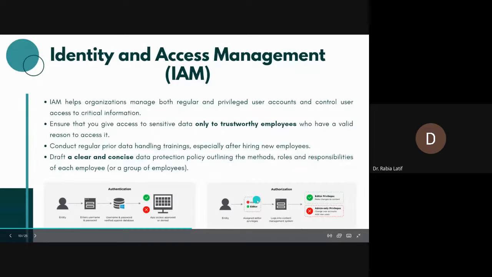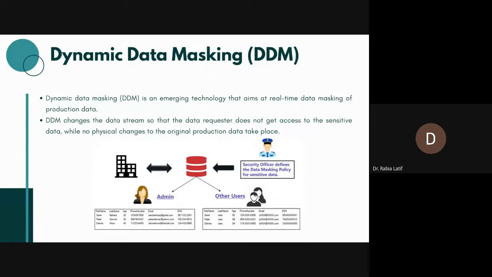The third one is again very important, dynamic data masking, which is called DDM. Dynamic data masking is an emerging technology that aims at real-time masking of production data. Nowadays all of us know that Google, Facebook, they are selling our data to third parties, marketing companies, research industries, academia. This is even allowed according to the GDPR rules. They are allowed to share the user's data, but after doing dynamic data masking.